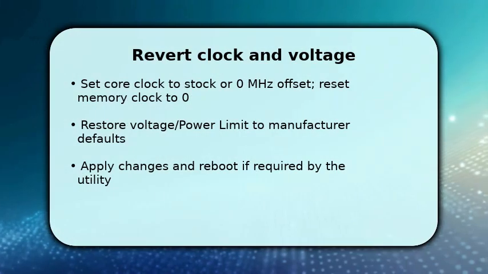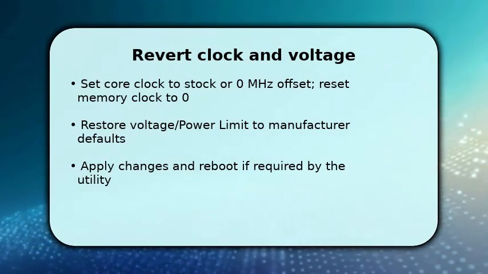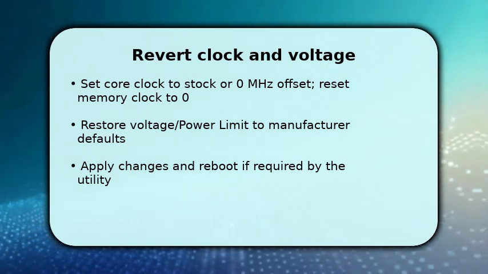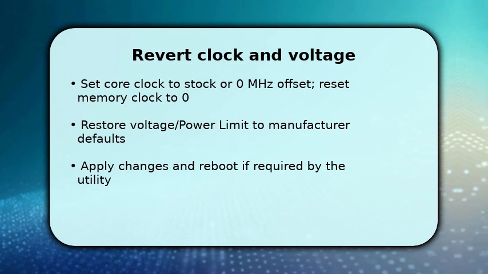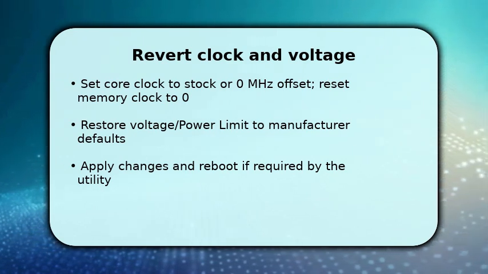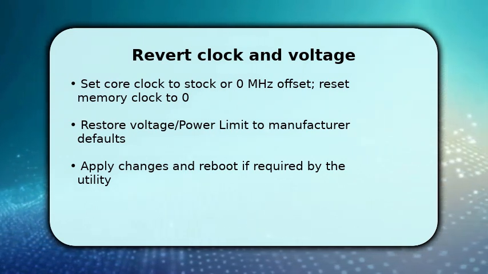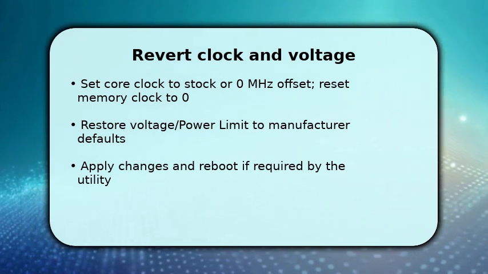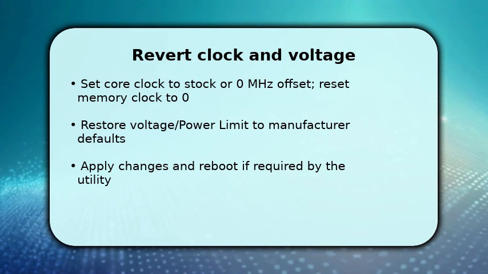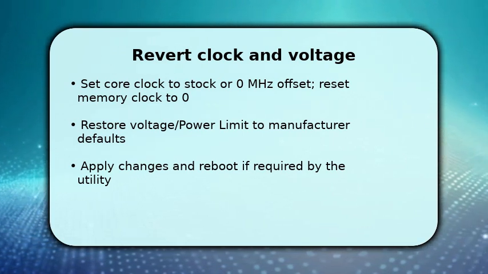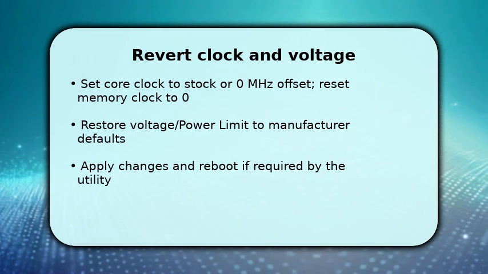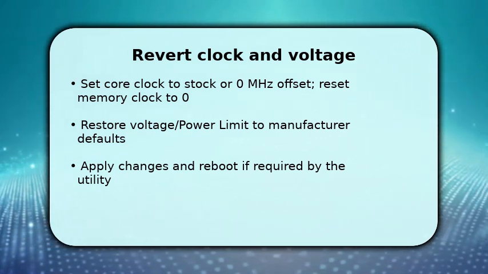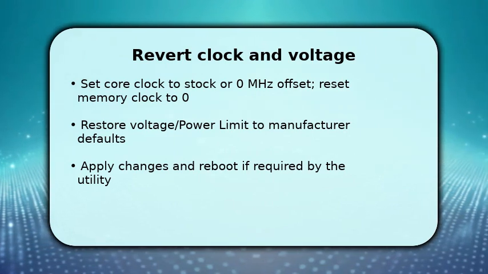You now revert the frequency and power changes precisely. Set the core clock offset to 0 MHz and the memory clock offset to 0 to return to stock speeds. Make sure you also reset any manual voltage adjustments and restore power limit to default. Reducing voltage without testing can cause instability. Apply the settings, and if the program asks, confirm or reboot. When you restart, the GPU should run at manufacturer frequencies. Monitor temps to ensure stability.